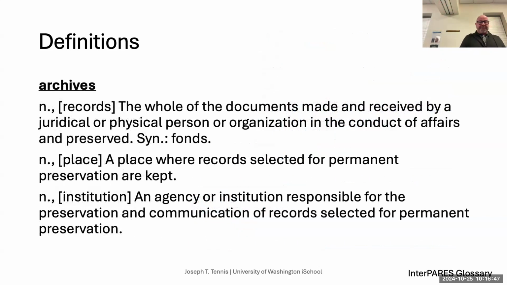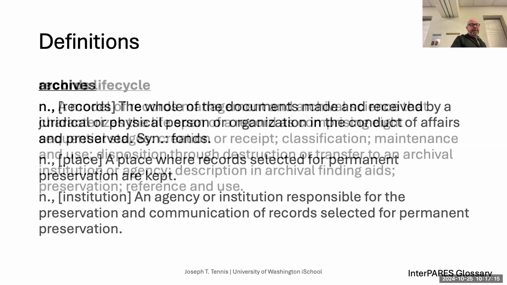Archives, by our lights, is three things. It's records, a place, and an institution. As records, it's the whole of the documents made and received by a juridical or physical person or organization in the conduct of affairs and preserved. This is also called the fond. It's a place where records are selected for permanent preservation and where they're kept. And as an institution, an agency or institution responsible for the preservation and communication of records selected for permanent preservation.